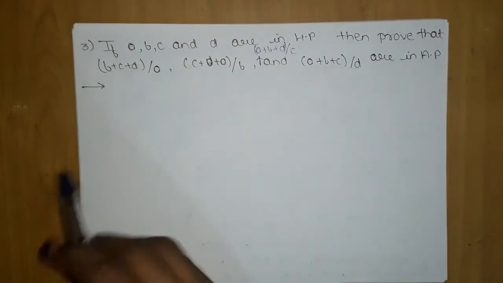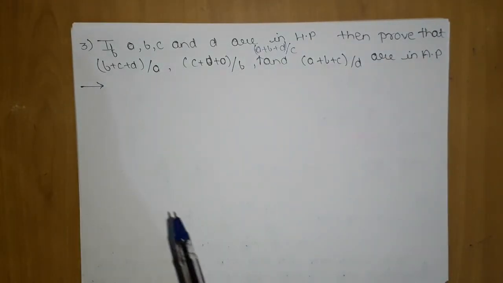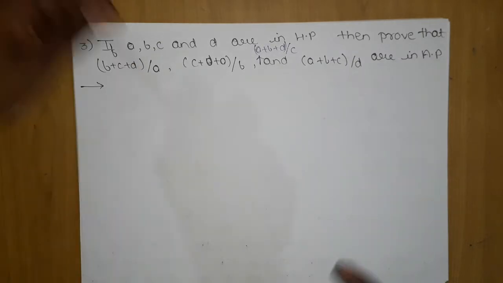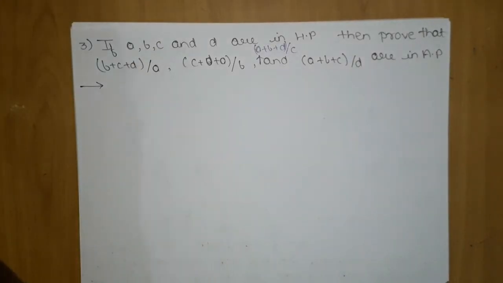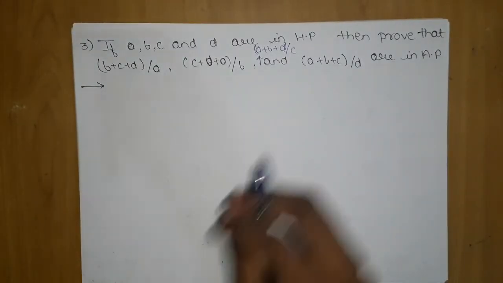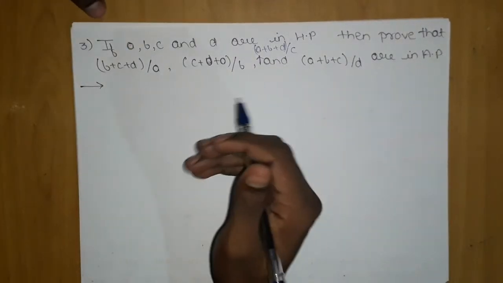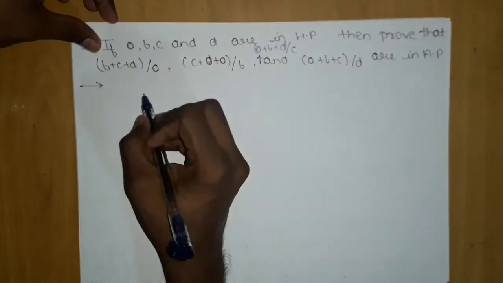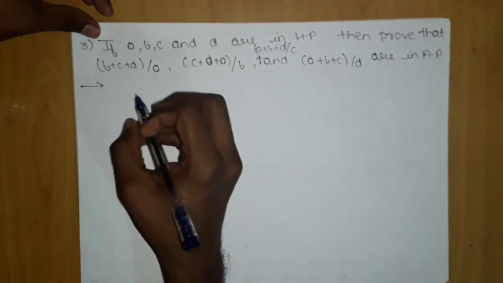Although I have missed it, let me read the question again. If a, b, c and d are in HP, then prove that (b plus c plus d) by a, (c plus d plus a) by b, (a plus b plus d) by c and (a plus b plus c) by d are in AP. Now how can we do this? This question is the easiest question. If you have done this question in AP, then you can skip it, although I have to do it. You can skip it if you already know how to do it.